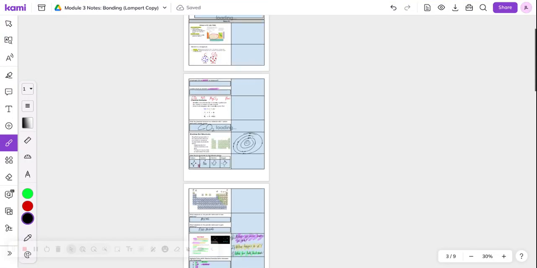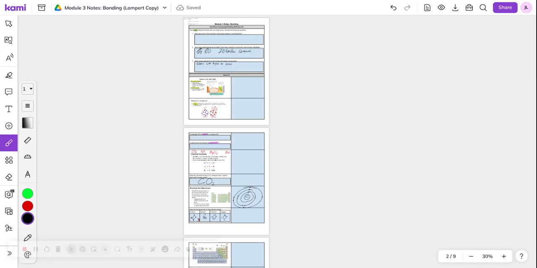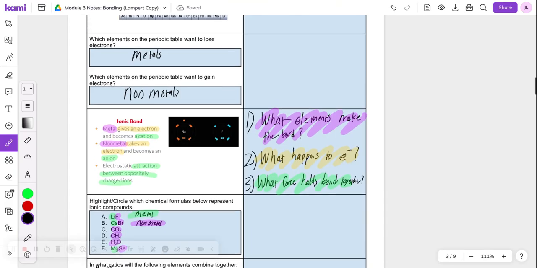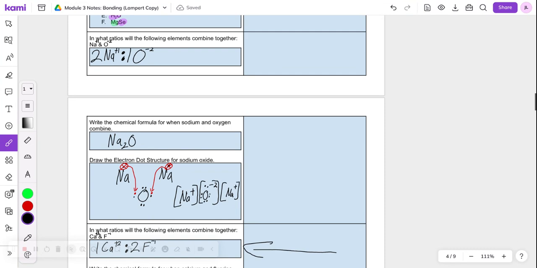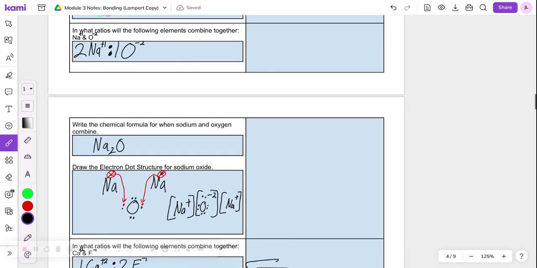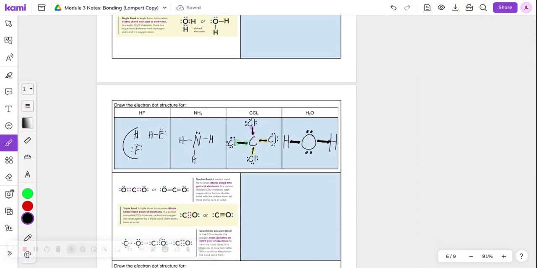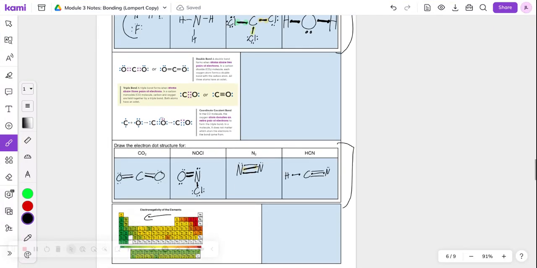You can start scrolling back through your notes here and writing down things that you think will be important. Some things that might be useful: having the three questions answered for your types of bonds. What elements make them up? What happens to the electrons? And what force holds them together? Some other things that would be valuable are examples of writing formulas for ionic compounds, and then drawing dot structures for ionic compounds like we have right here. You could also have examples of drawing covalent dot structures like we have here and here. Having examples of how to do all those would be valuable.